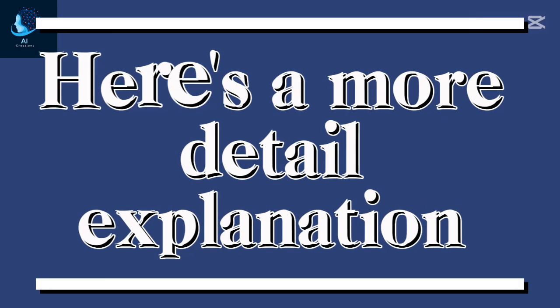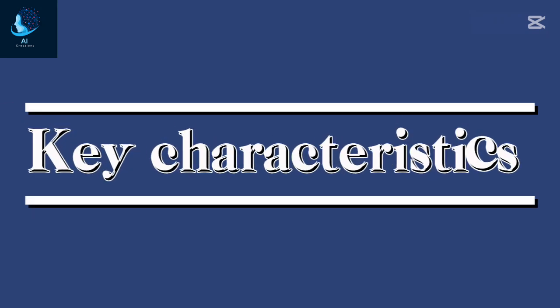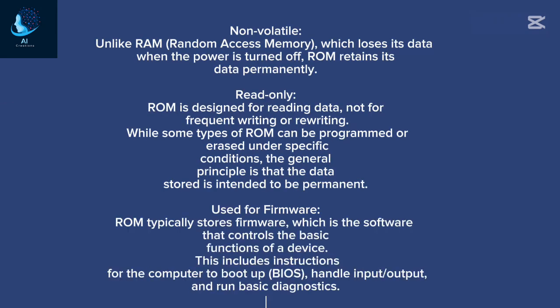Here's a more detailed explanation. Key characteristics. Non-volatile. Unlike RAM, random access memory, which loses its data when the power is turned off, ROM retains its data permanently. Read-only. ROM is designed for reading data, not for frequent writing or rewriting. While some types of ROM can be programmed or erased under specific conditions, the general principle is that the data stored is intended to be permanent.